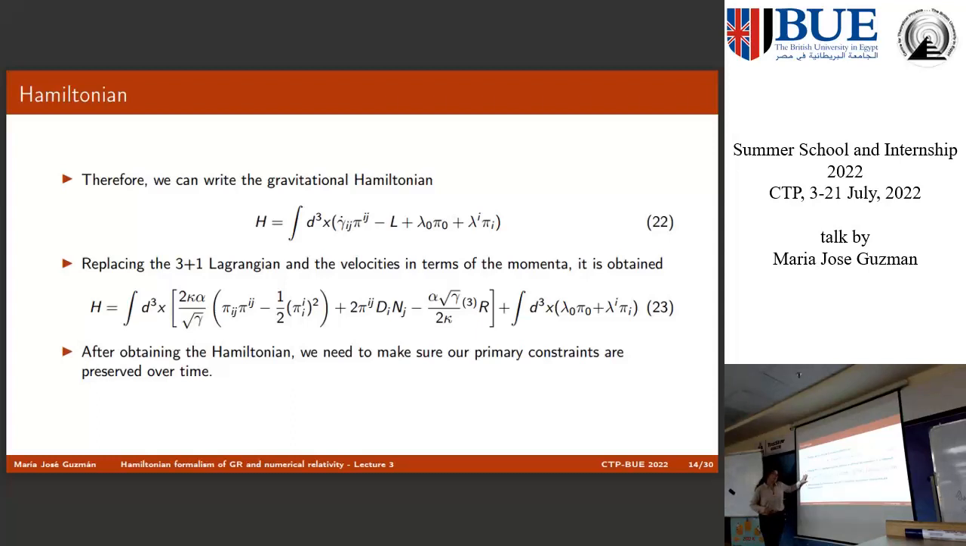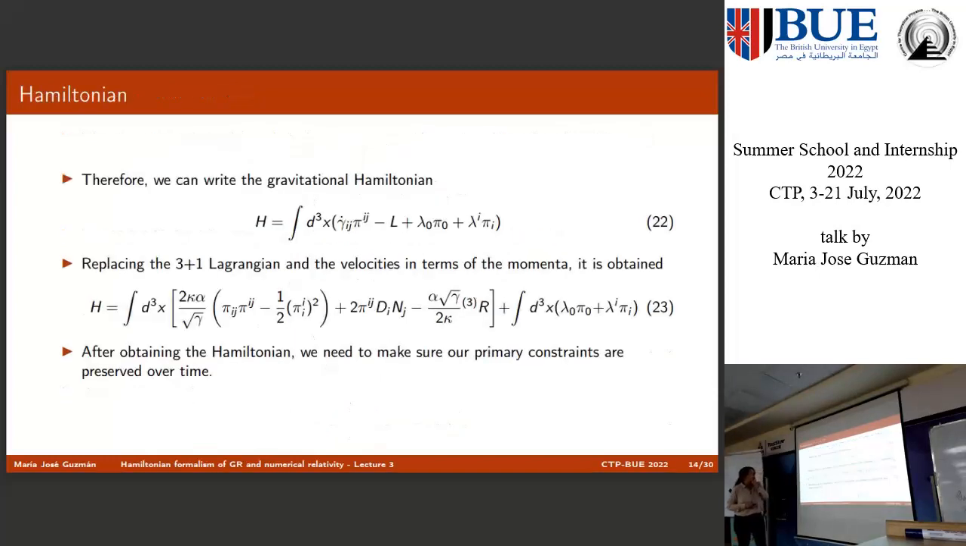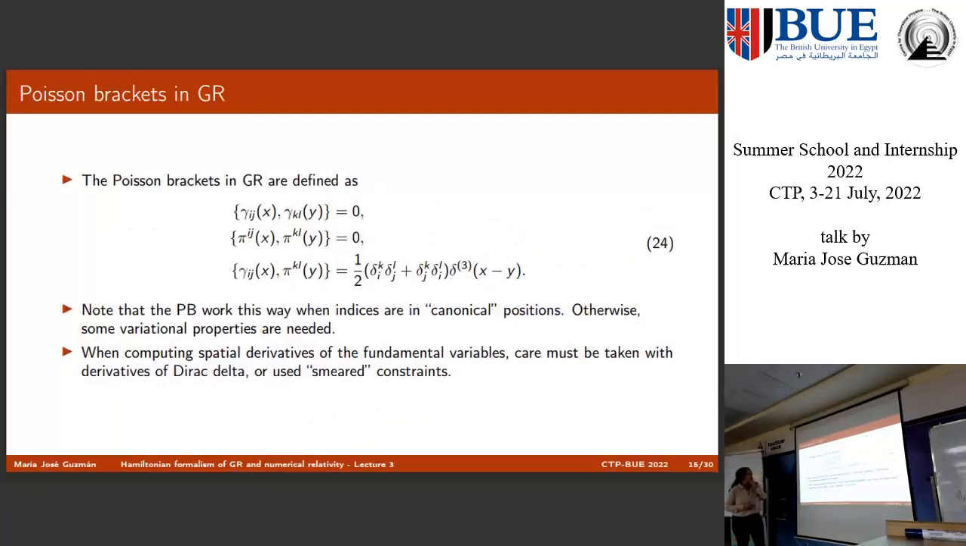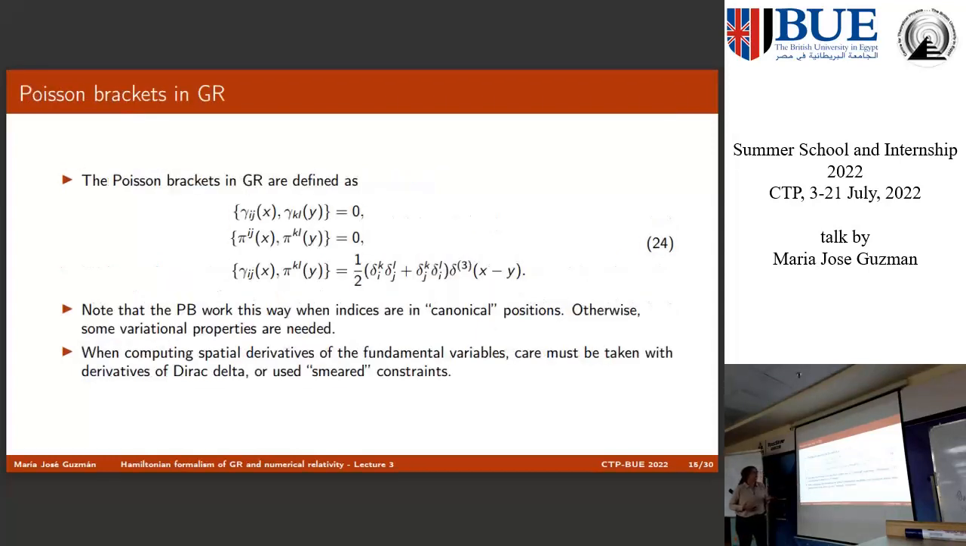So this is the Hamiltonian for general relativity, and we make sure that our primary constraints are preserved in time. But our primary constraints are very simple: just this equals 0 and this equals 0, just one term. But in this computation we will probably need other things, because if we get secondary constraints, we also have to compute the secondary constraint with the Hamiltonian. Therefore, it is very good to check which will be our Poisson brackets. Our Poisson brackets are defined in this way.